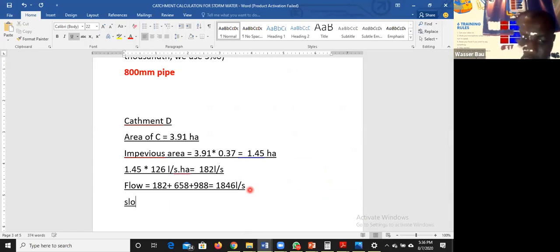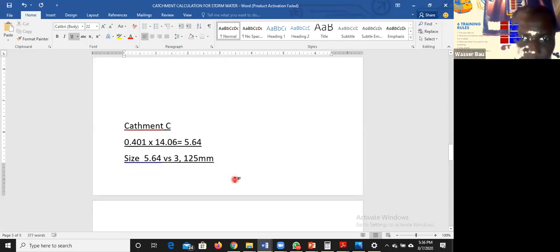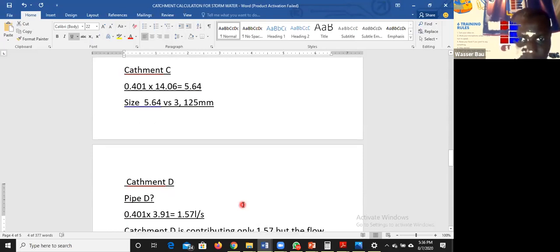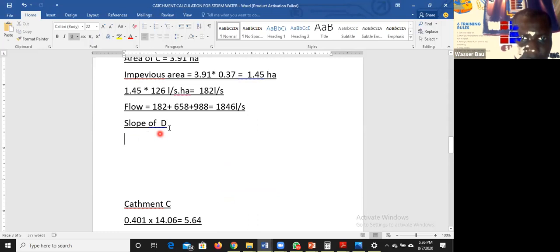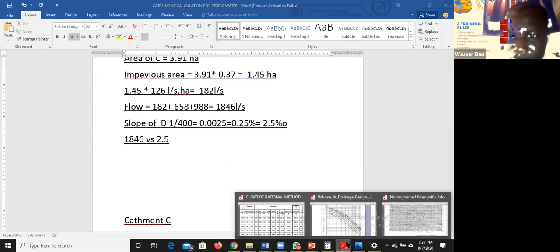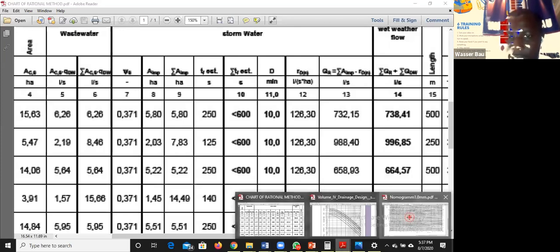And of course, what's the slope? The slope of D is what? The slope of D is this. So we now say 1846 versus 2.5 in our charts. 1846. I'll go to the chart now.